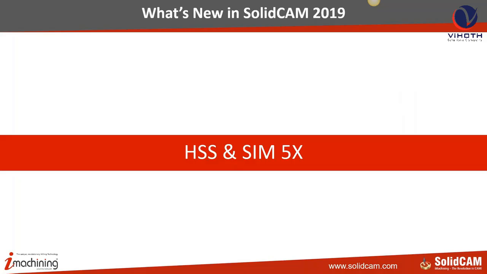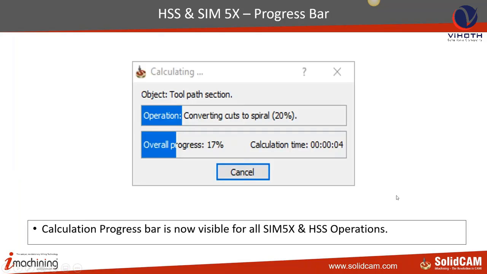Let's come now to HSS and the Sim5X. It's more to do with the Sim5X. First of all, you can see that we now have the progress bar. We no longer have some vague messages appearing. You know exactly where the operation is, how much is done, how much is remaining, so nothing is blind. The entire calculation progress bar is now available for all Sim5X and HSS operations.